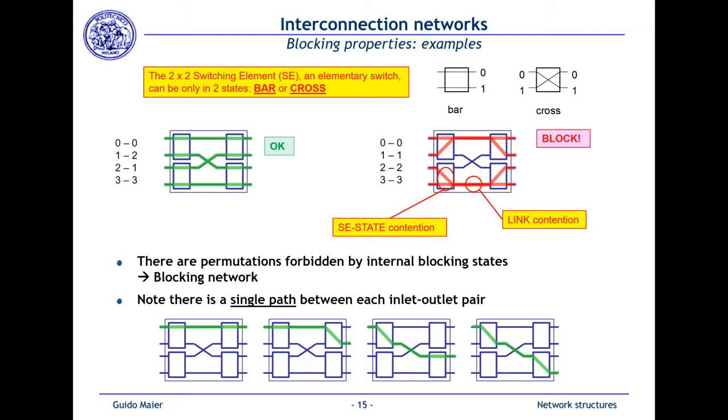Now, I didn't have time to put it on the slides, so I will draw it on the board. Notice that we have already witnessed a basic engineering fact: in order to achieve full accessibility, we had to put an extra stage. So the concept is that the more you want in terms of performance, the more you have to pay in terms of complexity. So this also suggests the next step, what we could do to improve this network that is blocking. The easiest thing to do is to add another stage.